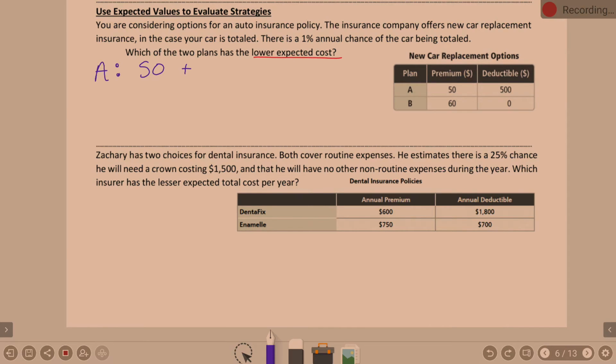There is a 1% annual chance of totaling a car, according to this insurance company at least. So what does that mean? If I total my car and it needs to be replaced, I'm paying my deductible, and there's a 1% chance of that. So what am I going to do with the 500? 500 is going to be multiplied by the 1%, or 0.01. So this is basically an average cost of what? 1% of 500 is going to be 5. And 50 plus 5 is 55. So this is the expected cost, the average expectation. Obviously, if you have to use it, you're going to be paying the whole thing, right? But this is using the probability behind it, that there's only a 1% chance you're likely to use it.